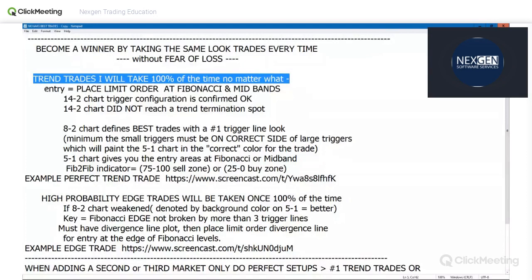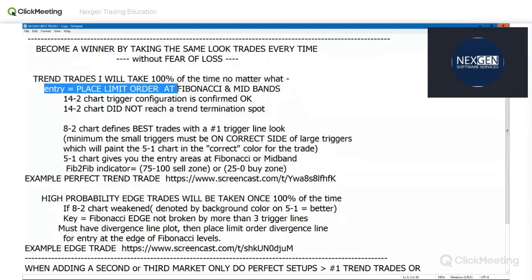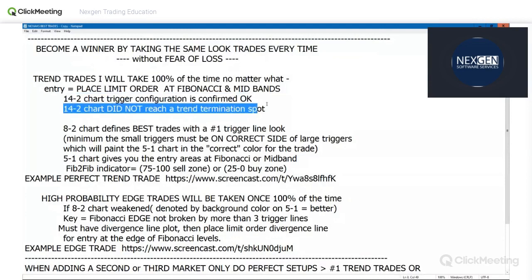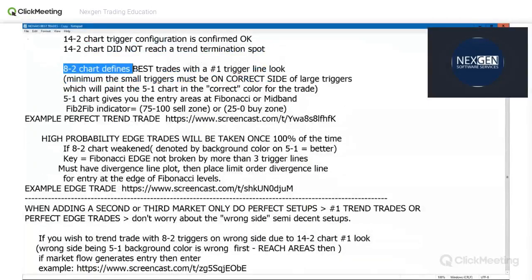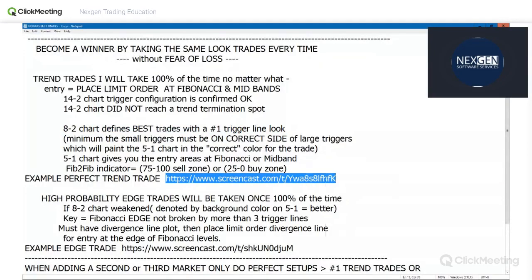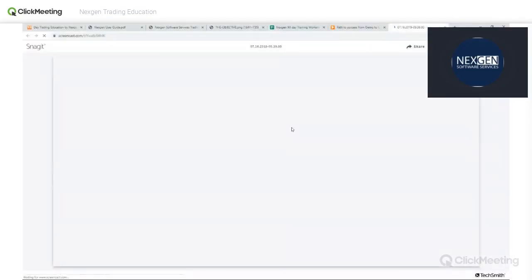And my entry will be: place a limit order at the fibs or mid bands if the 14-2 chart configuration is okay, if I didn't reach some type of termination spot, and if my 8-2 chart has a number one trigger line look. And so on. So look, this is what a number one perfect trend trade looks like to me.